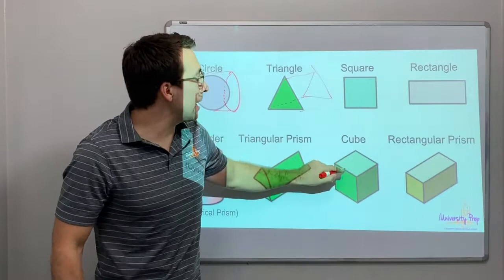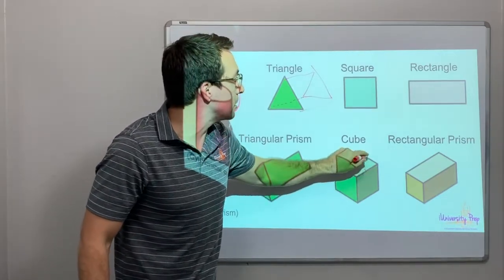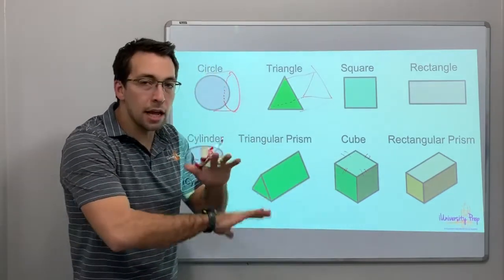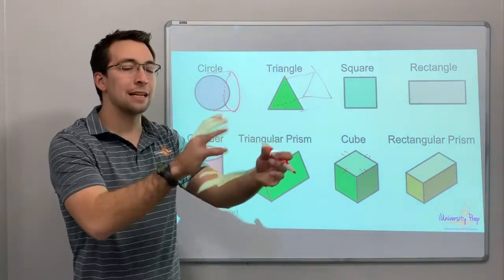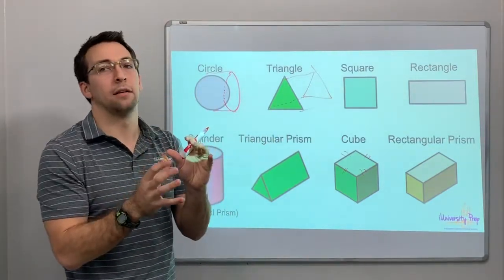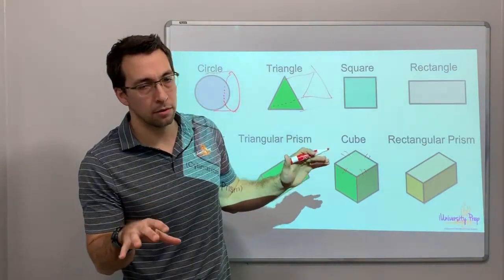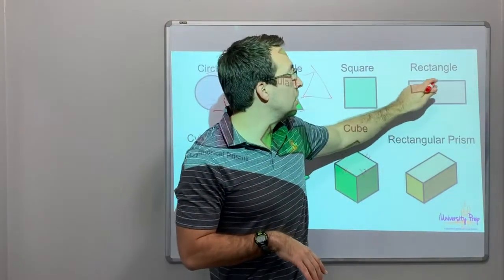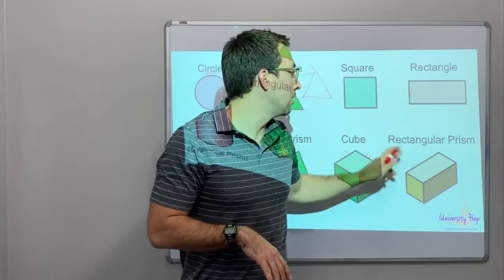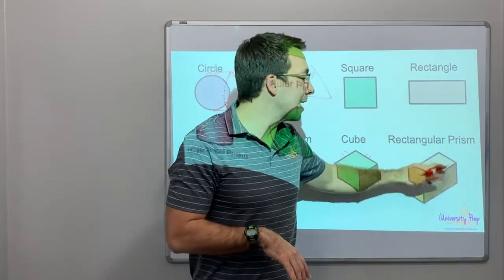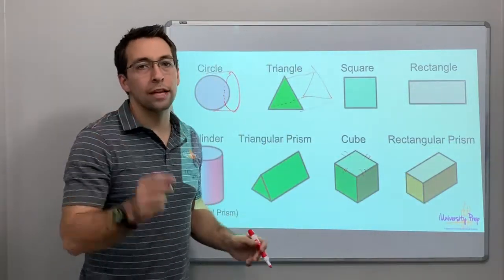A cube is identical edges. It's nothing but squares, so it's perfectly even on every side. A rectangular prism is not even on every side, right? So it's just like a rectangle doesn't have equal lengths. A rectangular prism doesn't have all equal edges.